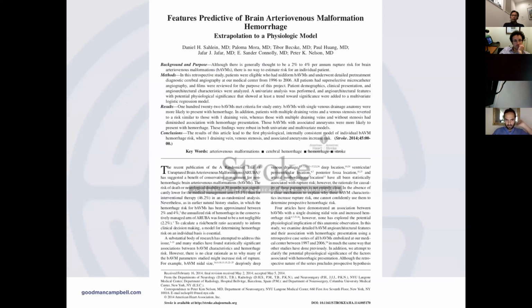So this paper was published without the IVCP in stroke. We couldn't get reviewers to understand the concept of IVCP in stroke. And so from 2014, if you want to check out the publication.